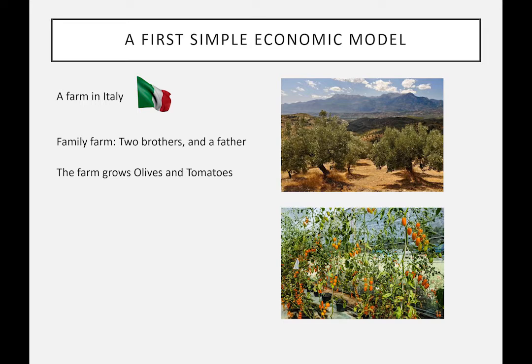Now, the olives they grow to make olive oil. I'm going to further keep it simple. I'm going to assume that each brother works for 8 hours. They get up in the morning, 9 o'clock, go off into the olive groves and the tomato fields, and they come back at 5 o'clock with whatever they've produced.